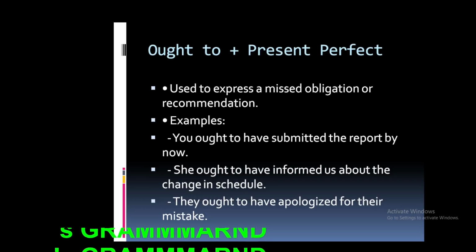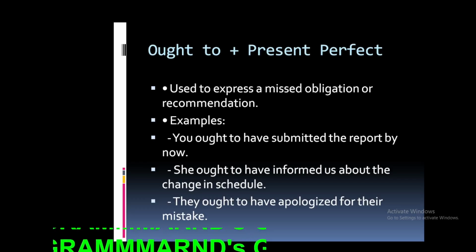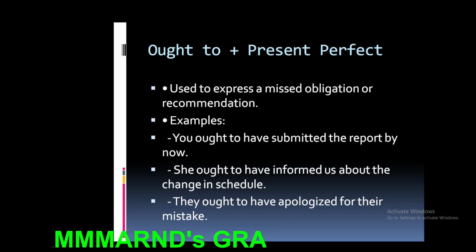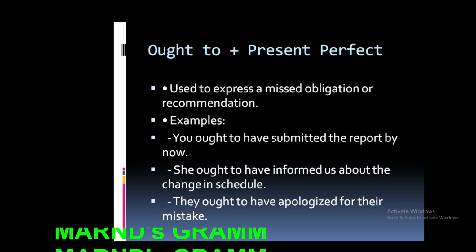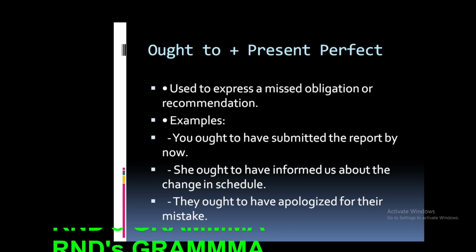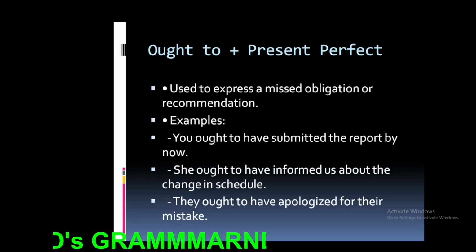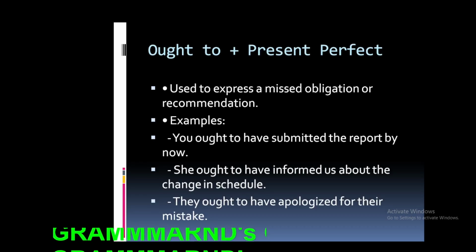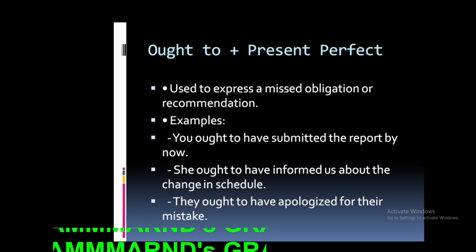Ought to plus present perfect. First one, used to express a missed obligation or recommendation. One obligation or duty which you were supposed to do but you missed it, or some recommendation you missed, is expressed by ought to plus present perfect of the main verb.